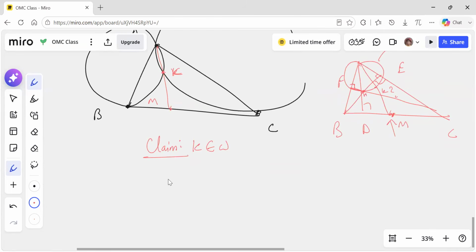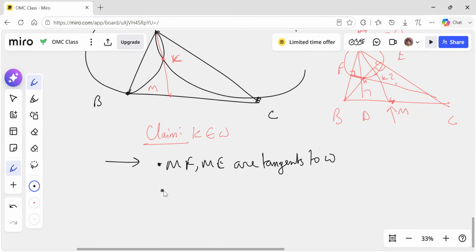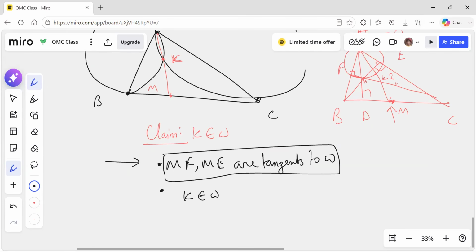Okay, since he has already said that, we'll achieve this in some steps. First, show that MF and ME are tangents to omega, and then use this to show that K belongs to omega. So can you guys try the first part? I'm sorry, what was your name? Adyan, right? Or Sadat?